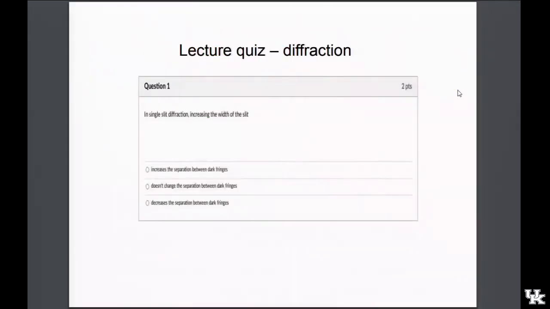Quiz question, which means I've got to find the quiz.